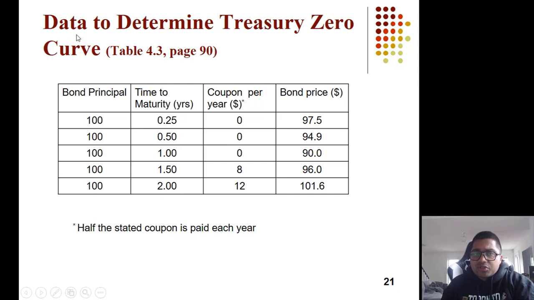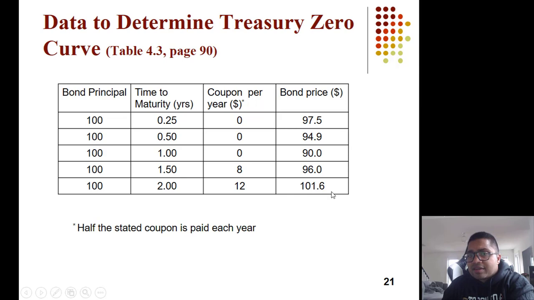Again, data to determine the treasury zero curve. We can find the zero curve based on prices that are trading in the market. For example, a $100 par value bond with 3 months to maturity is traded at 97.5, and a bond that is 2 years to maturity is traded at 101. Now these things are very easy. You just put in the compounding frequency formula and find the rate you are getting.